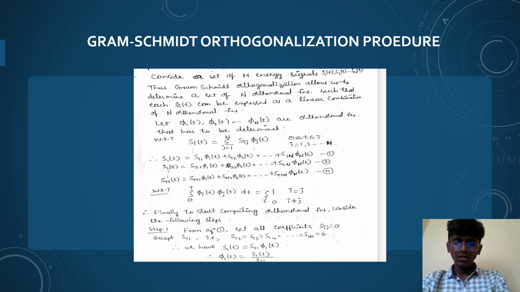We know that the integration from 0 to T of phii(t) into phij(t) dt is equal to 1 if i equals j, or else if i is not equal to j, the value of this integration is 0. Therefore, to start computing the orthogonal functions, consider the following steps. There are two steps involved in this process. Step 1 is shown here. From step 1, we can prove that phi1(t) is equal to s1(t) divided by s11. Move to the next slide.